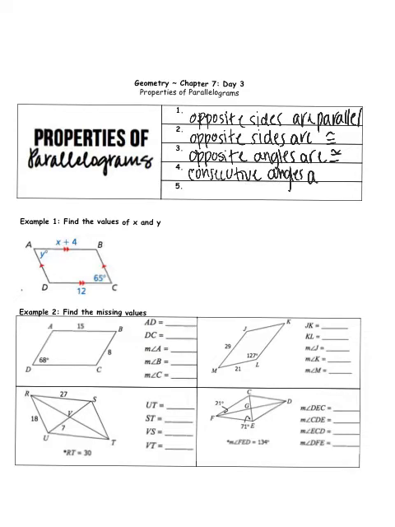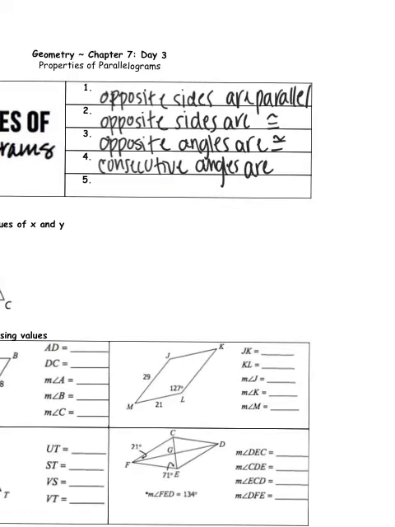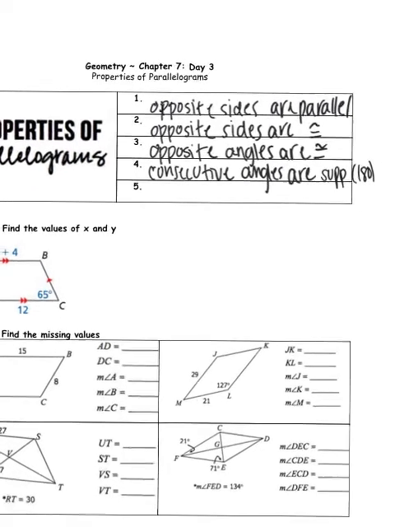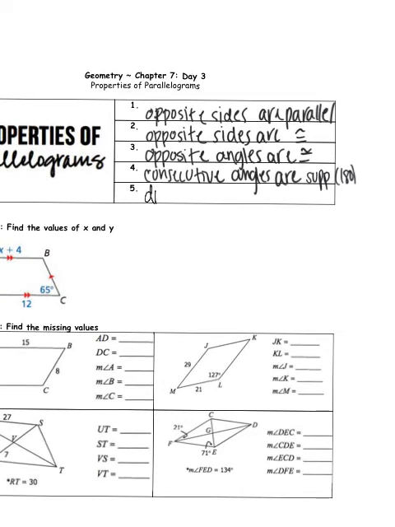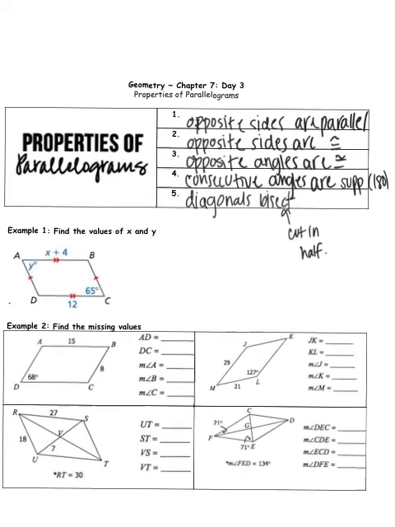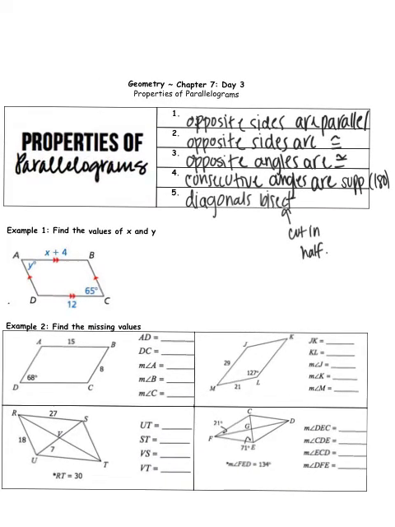We need to know that consecutive angles are supplementary, and supplementary means that they add up to be 180, and that diagonals bisect each other. And bisect means to cut in half. Okay, so I need to find the values of x and y.